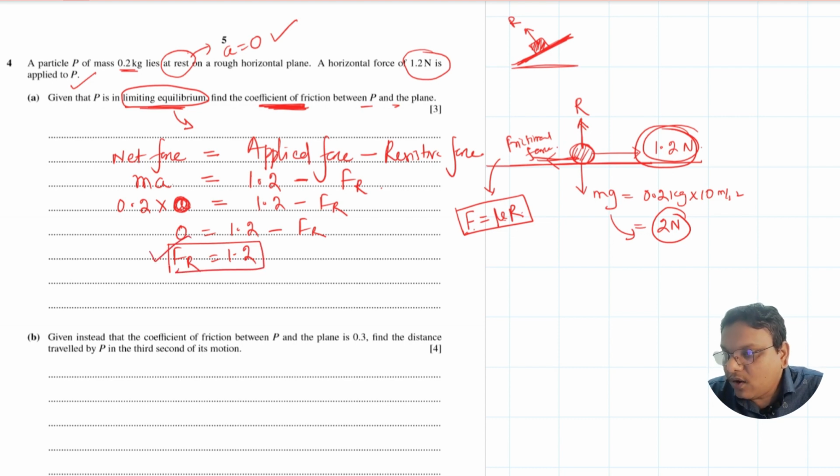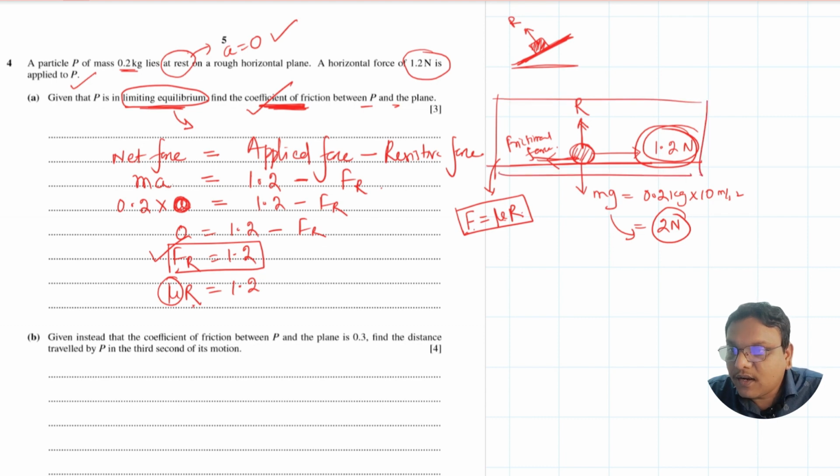All of us know that it is mu R. So mu R is equal to 1.2 here. The question is we need to find the coefficient, mu, the friction coefficient. How to find it? Find R. Unless you put the value of R, we cannot find the value of mu. If you see this particular figure, the vertical component means R equal to mg. Simple. So R equal to mg.